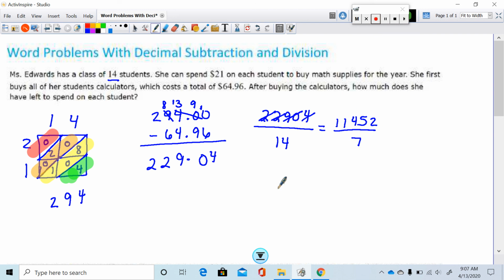7 goes into 11 one time with 4 left over. 7 goes into 44 6 times. 6 times 7 is 42, so you had 2 left over. 7 goes into 25 3 times. 3 times 7 is 21, so you had 4 left over. And 7 goes into 42 6 times. So the original number had 2 numbers after the decimal, so you make 2 numbers after your decimal. So she can spend $16.36 on each student.